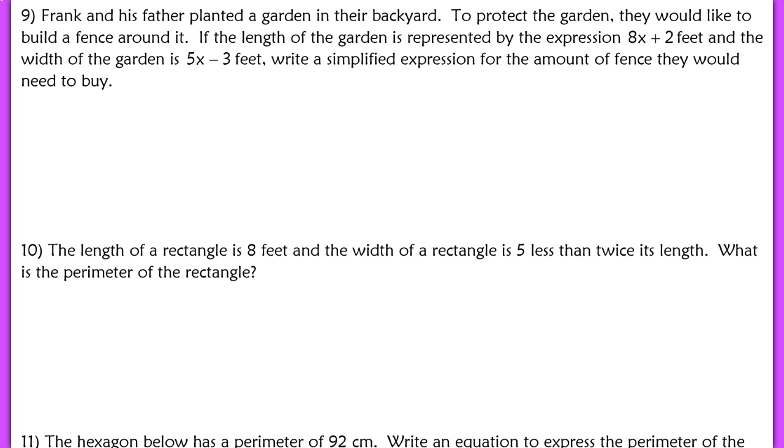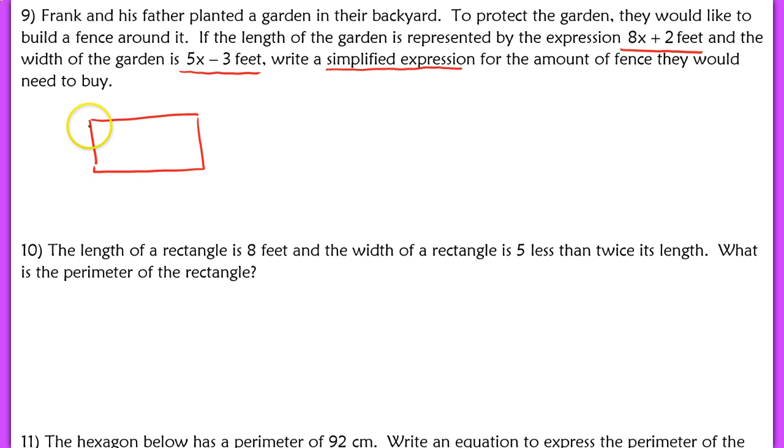All right, now number 9 says, Frank and his father planted a garden in their backyard. To protect the garden, they would like to build a fence around it. If the length of the garden is represented by the expression 8x plus 2 feet and the width of the garden is 5x minus 3 feet, we're supposed to write a simplified expression for the amount of fence they would need to buy. So let's just draw a diagram first. That's one of the most helpful things that you can do, is create a diagram to begin.